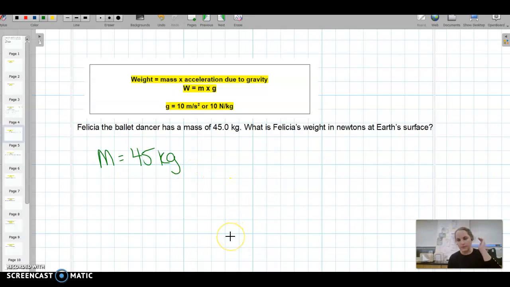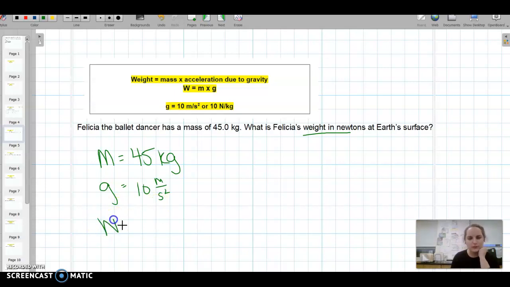Now we look back at our equation. We need to have mass, and we need to have g in order to solve for weight, which is what we are trying to solve for here. So we know g. What is g? Well, g is equal to 10 meters per second squared. It's that attraction of gravity. We say gravity in this class, but it's that attraction.